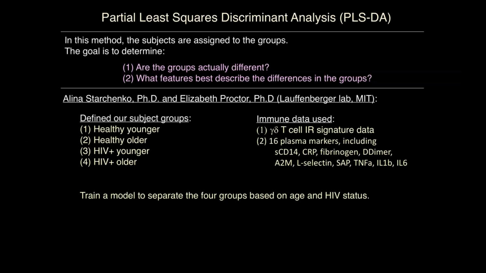With PLSDA, just like with citrus, you tell the algorithm who is in which subject group. In our case, we had 4 groups: healthy younger, healthy older, HIV younger and HIV older groups. And the goal of this method is to determine if the groups are actually different, and if so, to determine which of the parameters you fed into the model are actually defining the differences in the groups.